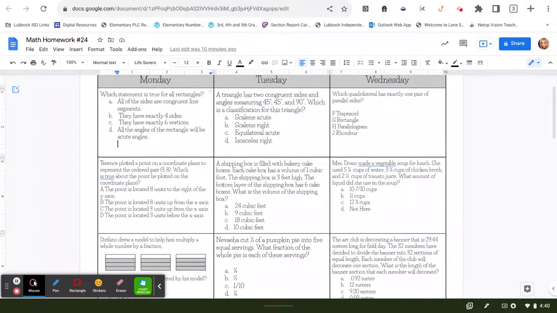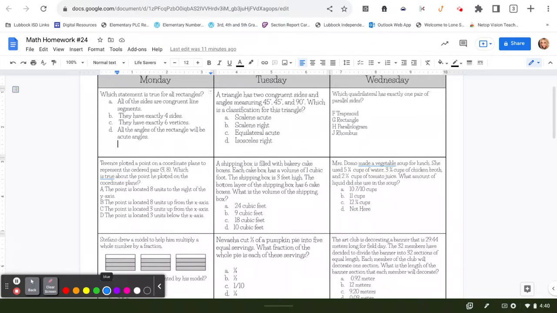Next. Okay, if you have your notes with you, Wednesday's first problem should be so easy because you can look at it and we talked about it in our hierarchy conversations. Which quadrilateral has exactly 1 pair of parallel sides?